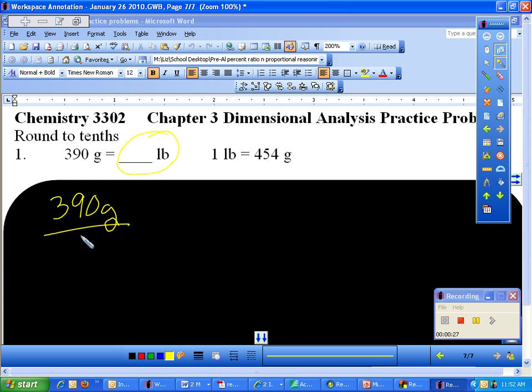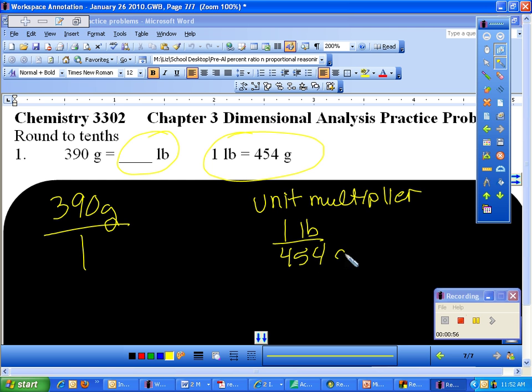So we're going to do 390 over 1 so that we can use dimensional analysis, because it kind of needs to be in the form of a fraction, even though we don't have anything on the bottom like the example we did yesterday. And they were nice enough to give us the unit multiplier that we're going to need in order to be able to solve this one. And in this case, it's 1 pound equals 454 grams. So let's see what we remember from yesterday.